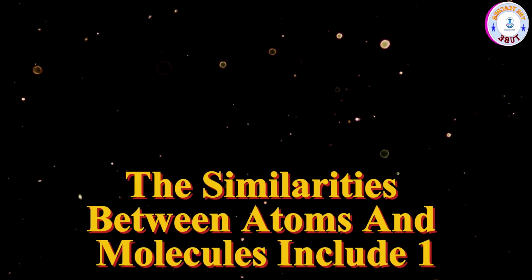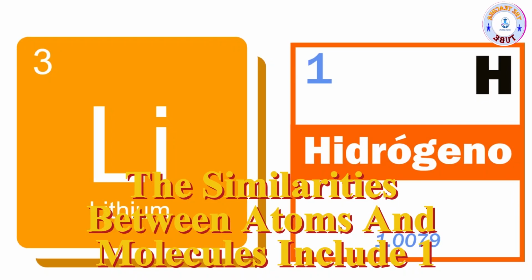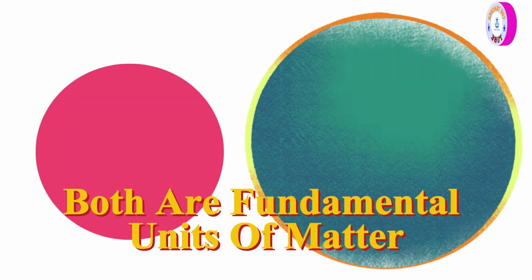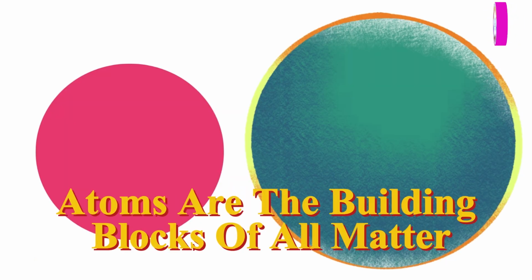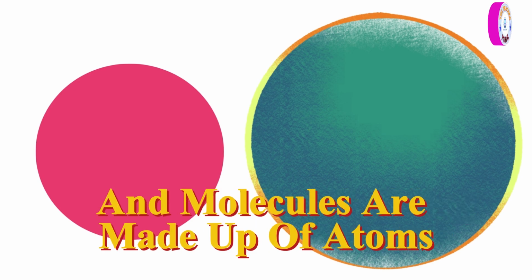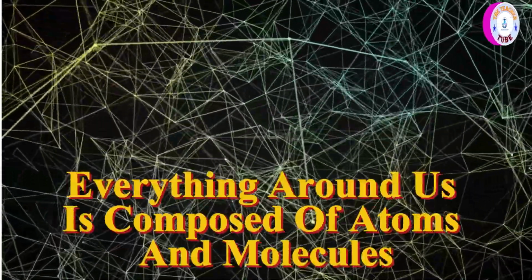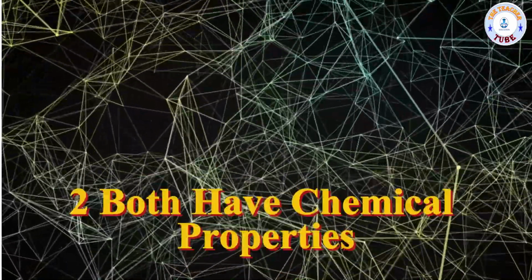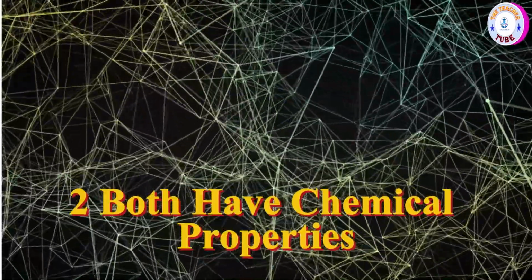The similarities between atoms and molecules include: 1. Both are fundamental units of matter. Atoms are the building blocks of all matter, and molecules are made up of atoms. Everything around us is composed of atoms and molecules. 2. Both have chemical properties.